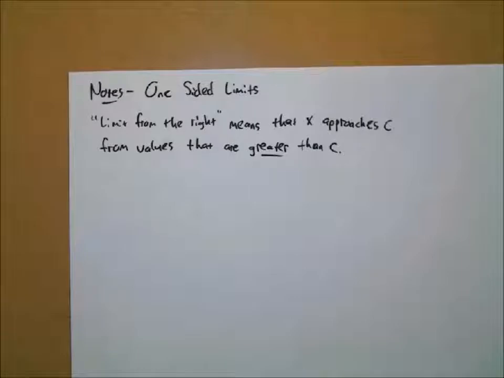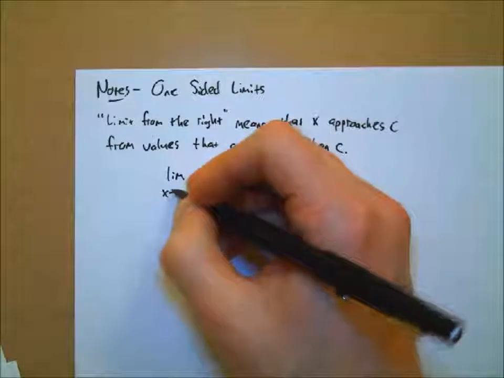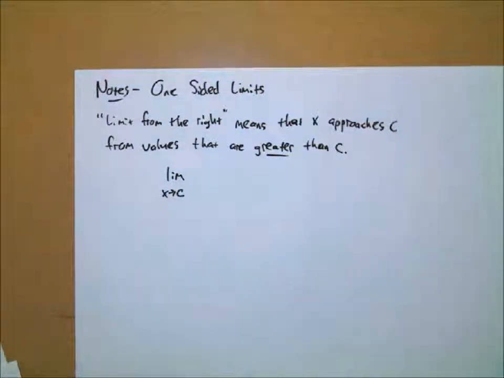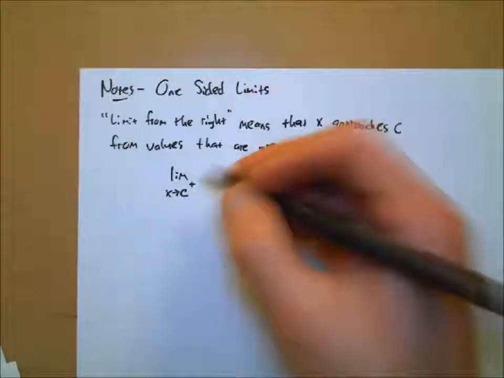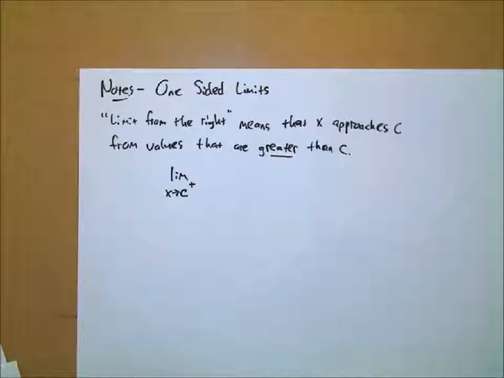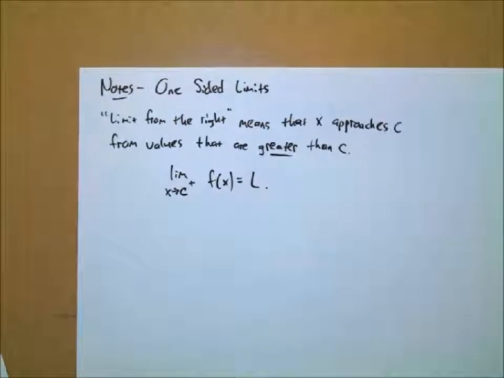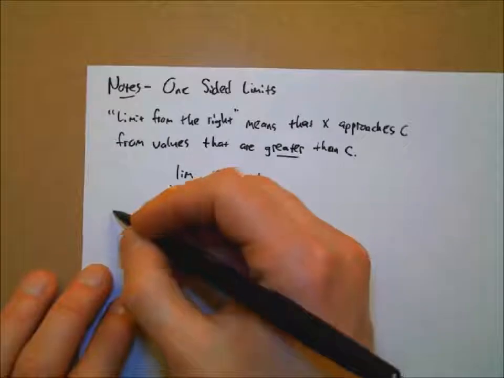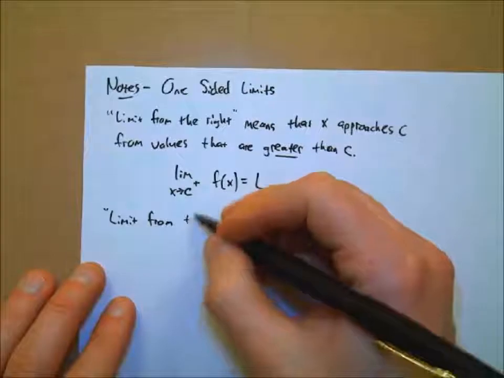The way we denote that, we say the limit as x approaches c, and then in the exponent position of the c, we put a little plus sign. Limit as x approaches c from the right of f of x, and we'll just say it equals, I don't know, some number L there. So that's the notation we use to indicate approaching c from the right, from values greater than c. And so then you can probably figure out what we're going to write for the limit from the left.